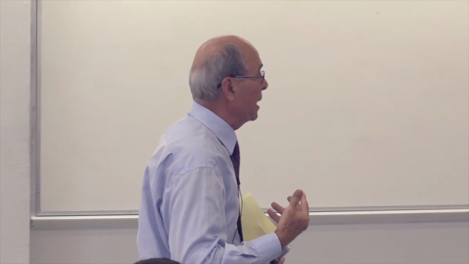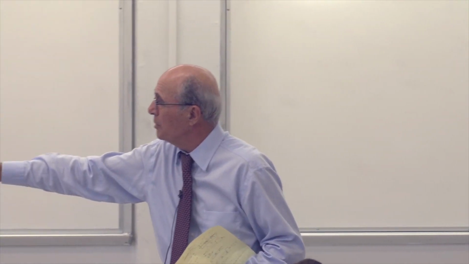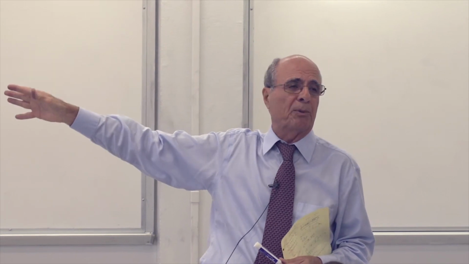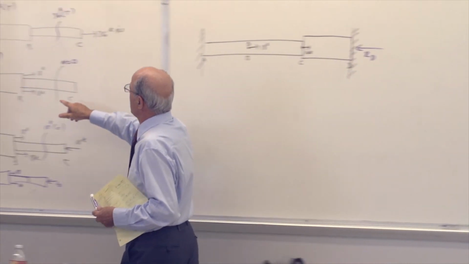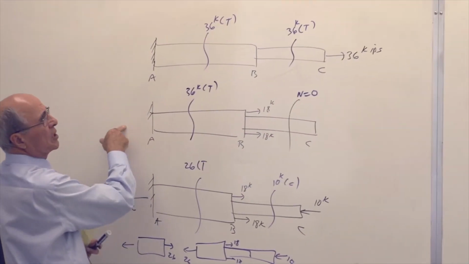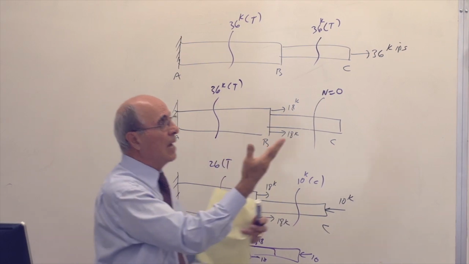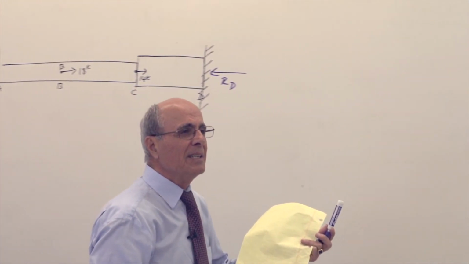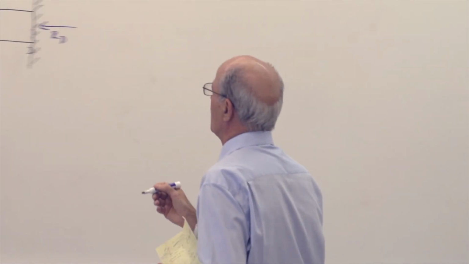Everybody sees suddenly what happened. Previously, when it was determinate, the reaction is there, understood, because that is equilibrium. Everybody understand what we put here? Look here, 18, 18. Here you put 36. Here you put 26, which is the balance. Now I have a problem, which is that technically it is indeterminate because I have two reactions, one at RA, one at RD.